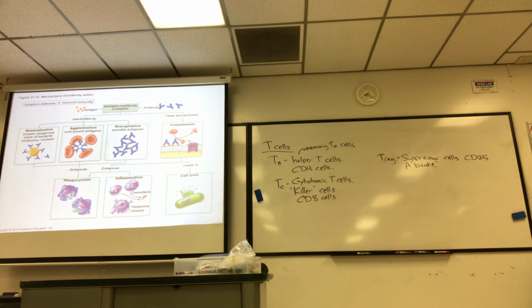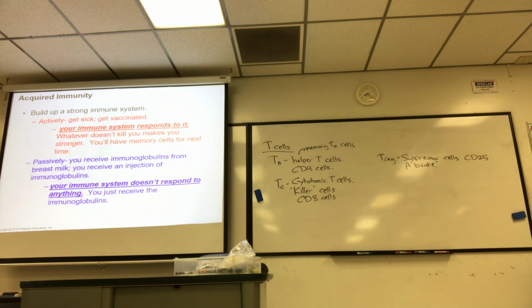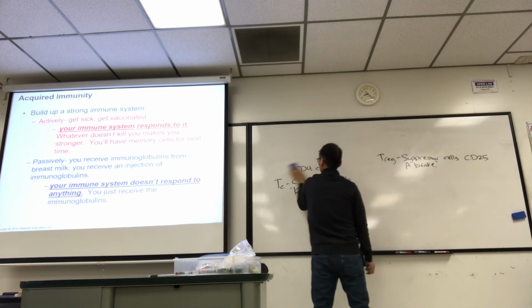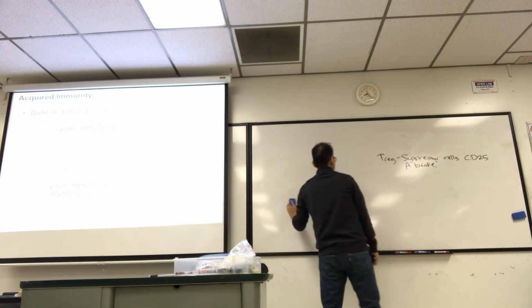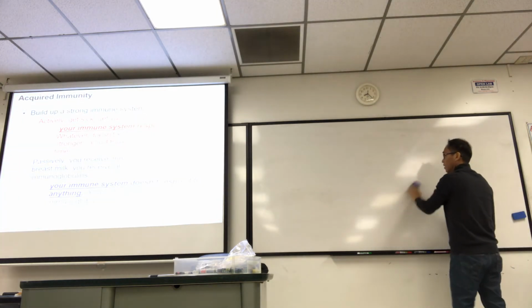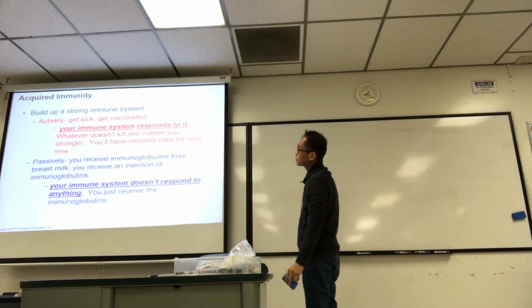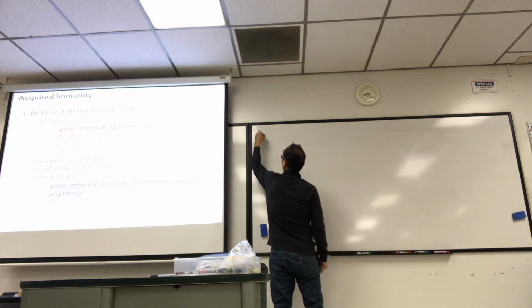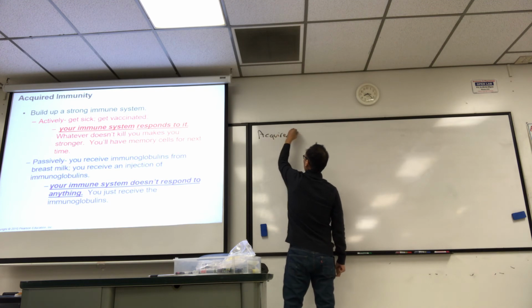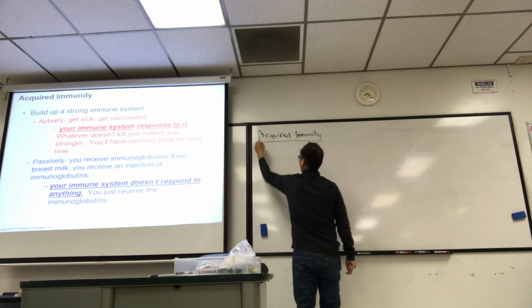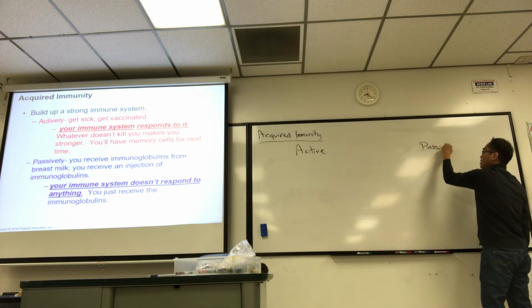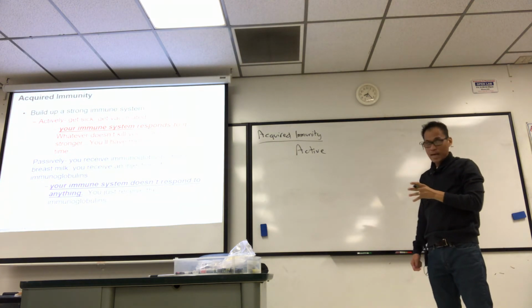All right. Now there's different kinds of immunity that we define. And it's good to get it. So we call it acquired immunity. And this is a good thing. So let me define these terms. To build up a strong immune system, there's active immunity, there's passive immunity. Acquired immunity. There's active, there's passive. Simply put, active is you're going to get a T cell.